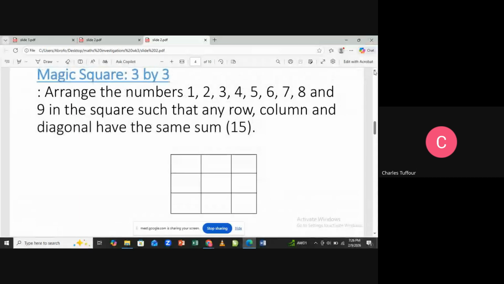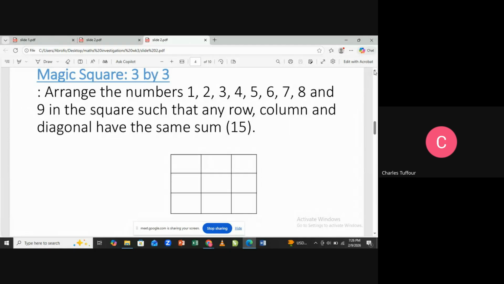Arrange the numbers 1, 2, 3, 4, 5, 6, 7, 8, and 9 in the square such that any row, column, and diagonal have the same sum, 15. Please, do you see the question on your screen? Yes, sir. Should I explain it further or are you okay? Sir, please explain further. Good. I have given you 9 numbers, 9 boxes, right? Every box must contain a number.